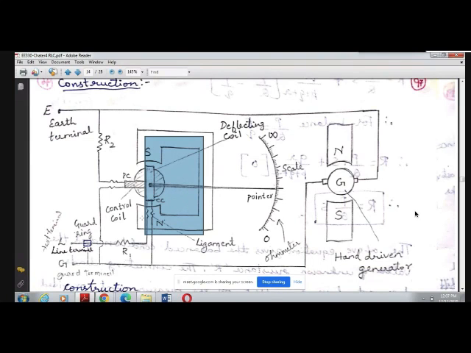Again these two coils will be connected to the leads, called ligaments. It isn't shown to you here, it will be this one.